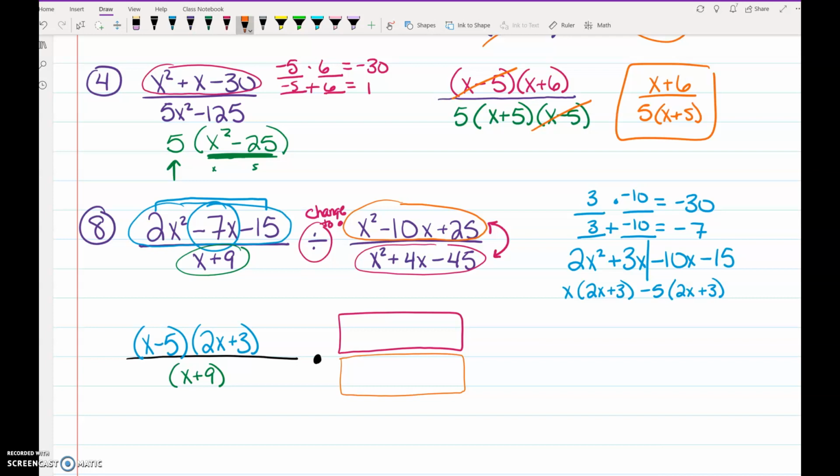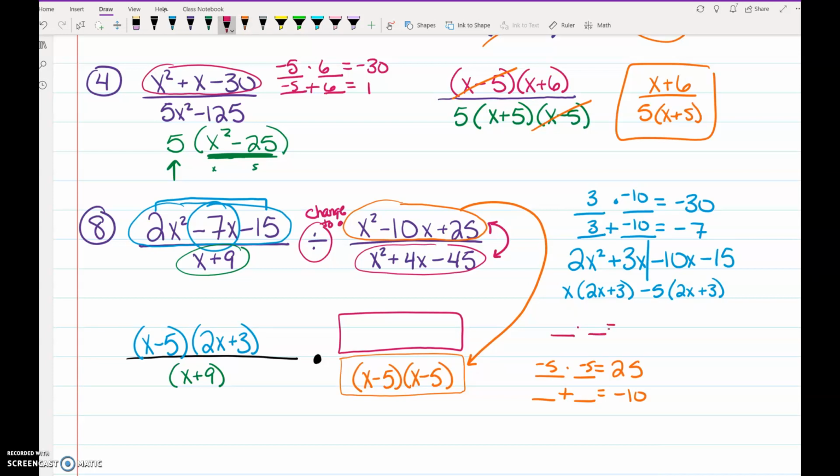So the orange one, I'm looking for two numbers that multiply to give me 25 and add up to negative 10. I just told you the answer. Negative 5 and negative 5. So that factors into x minus 5, x minus 5. So that one ended up going there. The pink one, we need two numbers that multiply to give us negative 45 and add up to 4.